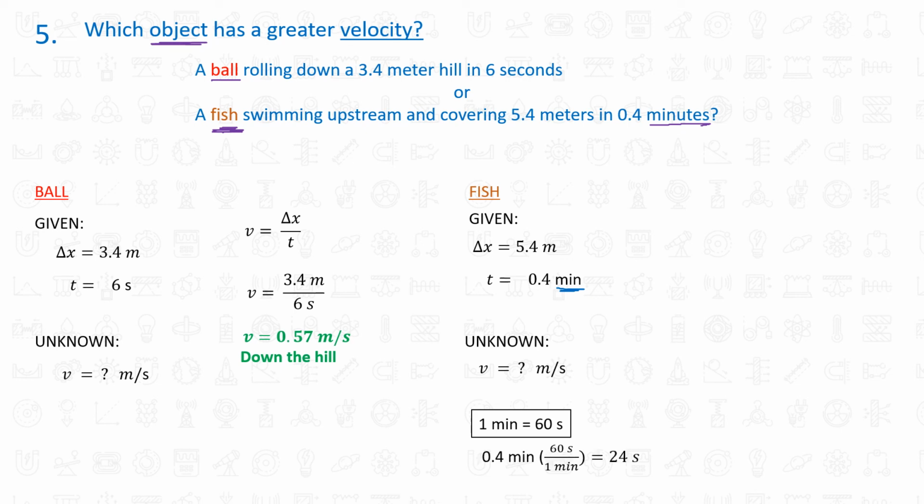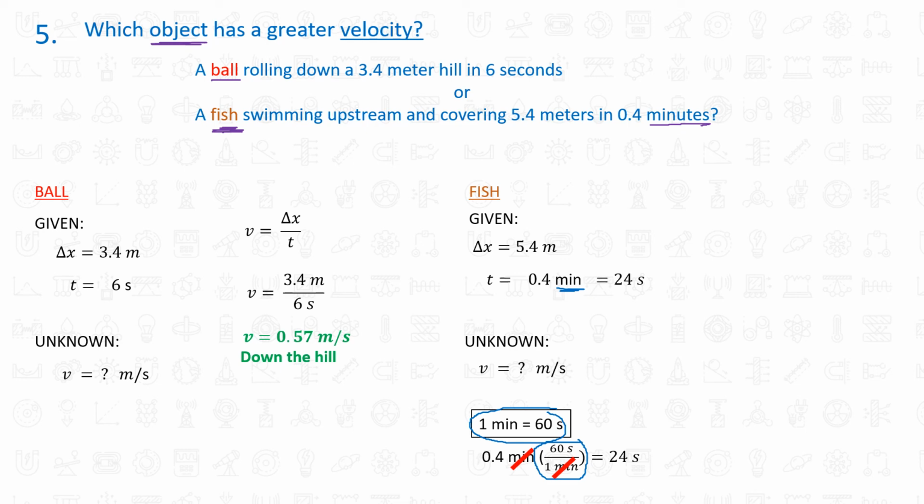So 0.4 minutes, and again, let's do it in blue here. 1 minute and 60 seconds. We took that equivalent statement. We put it into a fraction here. I put the minute on the bottom, so it cancels out on the minute on the top. So both of those can be canceled out. So 0.4 times 60 seconds will give you 24 seconds.